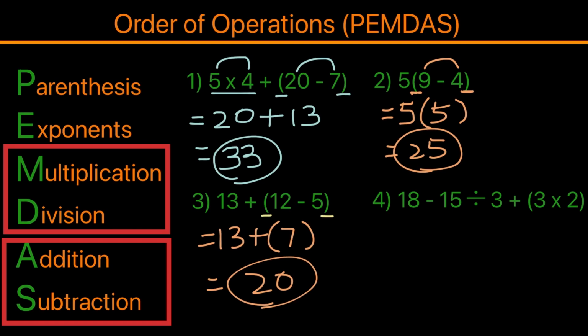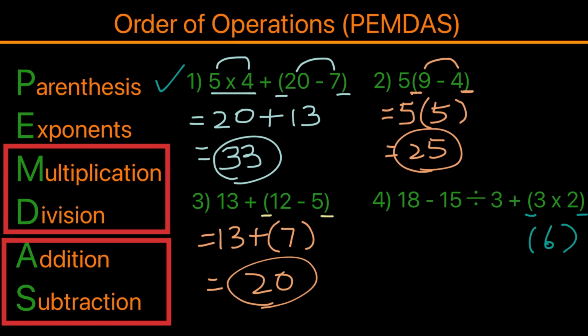Now the next equation we have is more complex, it's longer, but we'll go through the same process, looking down the list, seeing if there's any part of the equation that has parentheses, and we do see it. So that needs to be worked on first. So 3 times 2 is 6, so we have 6.